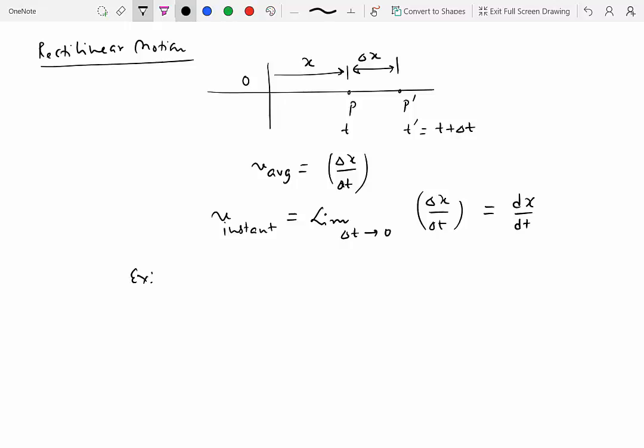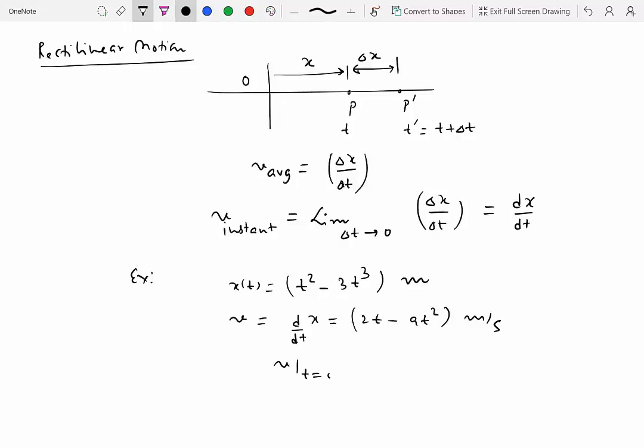So let me give you an example. So let's say x as a function of time is given as t squared minus 3t cubed. Okay, and that's given in meters. So we know this. So if I want to know the velocity at any instant, all I have to do is take the derivative of x, right? So that will be 2t minus 9t squared meters per second. So that's the expression for velocity. So if I want to compute my velocity at any instant, I can compute it from that.